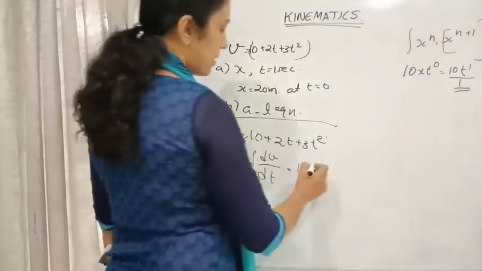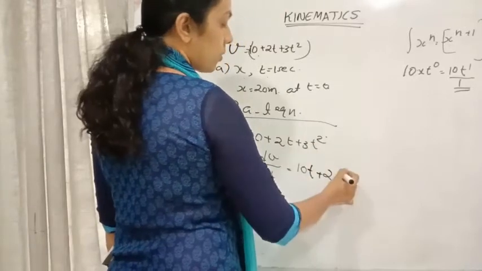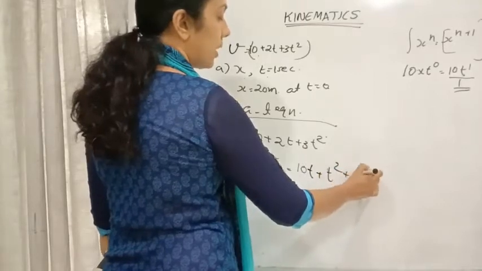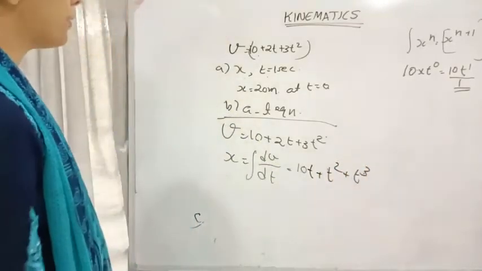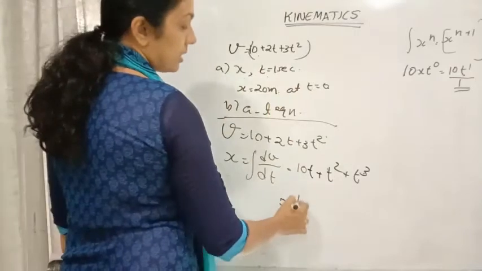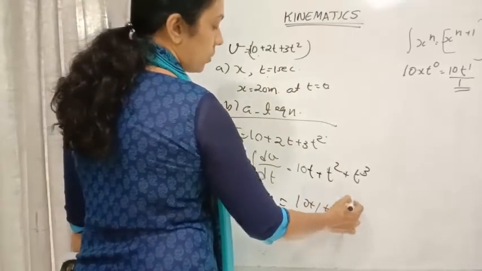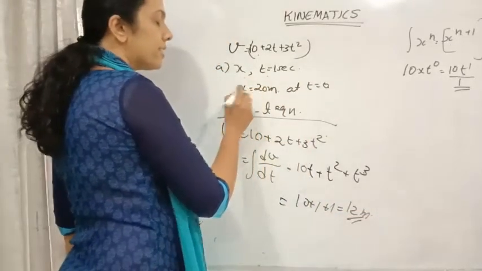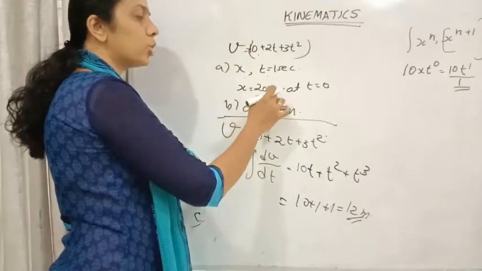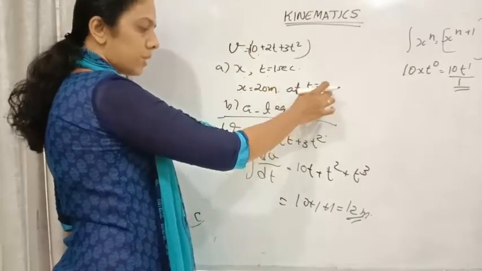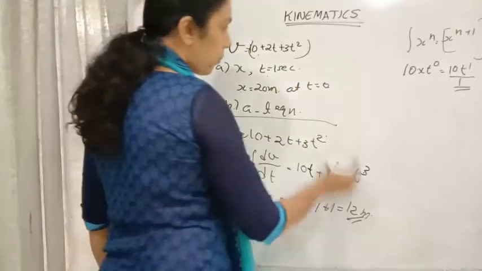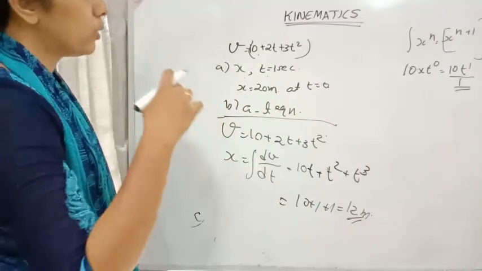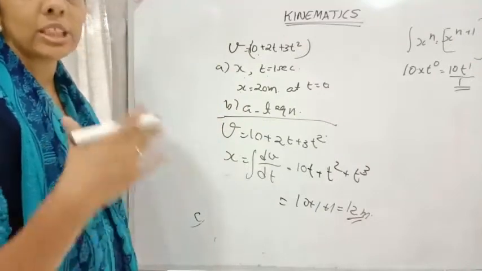Okay, so it has 10t plus 2t square by 2. So here we will get it as t square, plus 3t cube by 3, here it is t cube. So when t equals 1 second, 10 plus 1 plus 1, so here 12 meters. In the question it is given that x is equal to 20 meter at t equals 0. This is the displacement at 1 second, right? That is 12 meter. So already at t equals 0 second, the displacement is 20 meters.